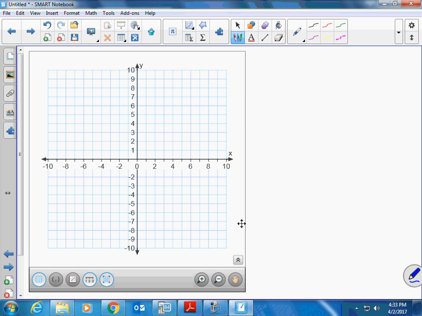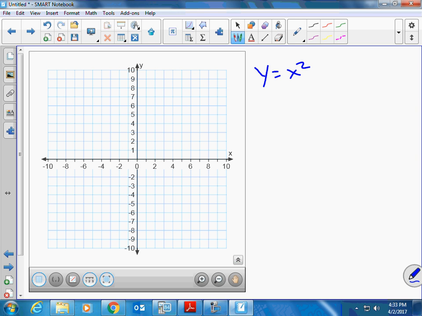How did we learn how to graph? We learned how to graph by making tables. So let's look at y equals x squared. This is called a quadratic. It is not linear. It's not a straight line. It gives the shape of what's called a parabola, which I'll show you once we graph this thing.